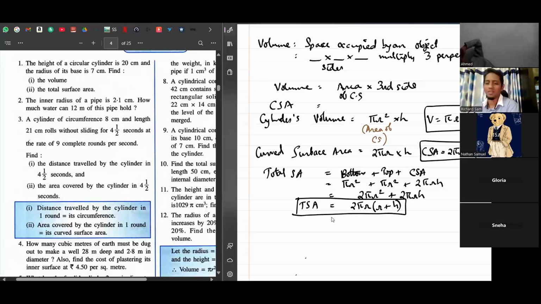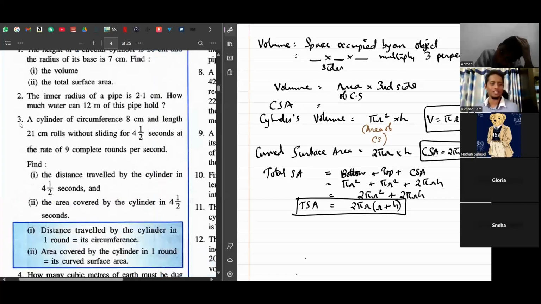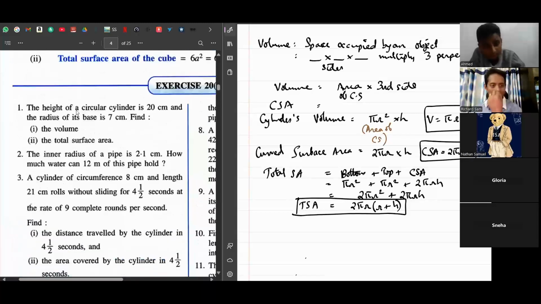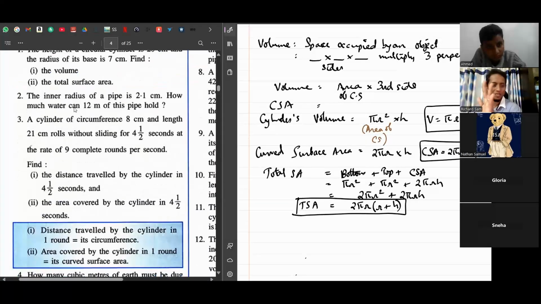Questions won't be simply like, okay, find the volume, find the surface area, find total surface area. They will not give you direct questions. It will be something else only. Look at the questions. We'll just read the questions to understand what type of questions can come. First one is direct, okay? But they won't ask like that.